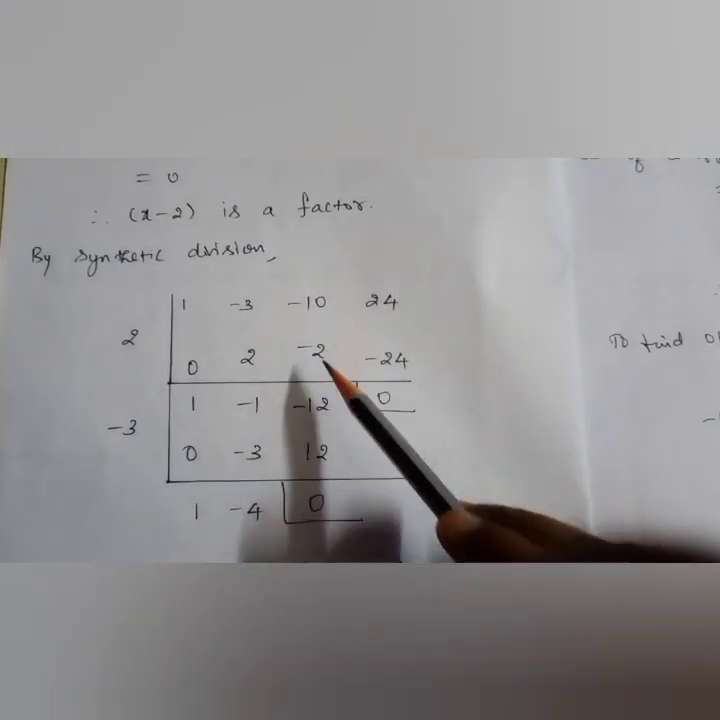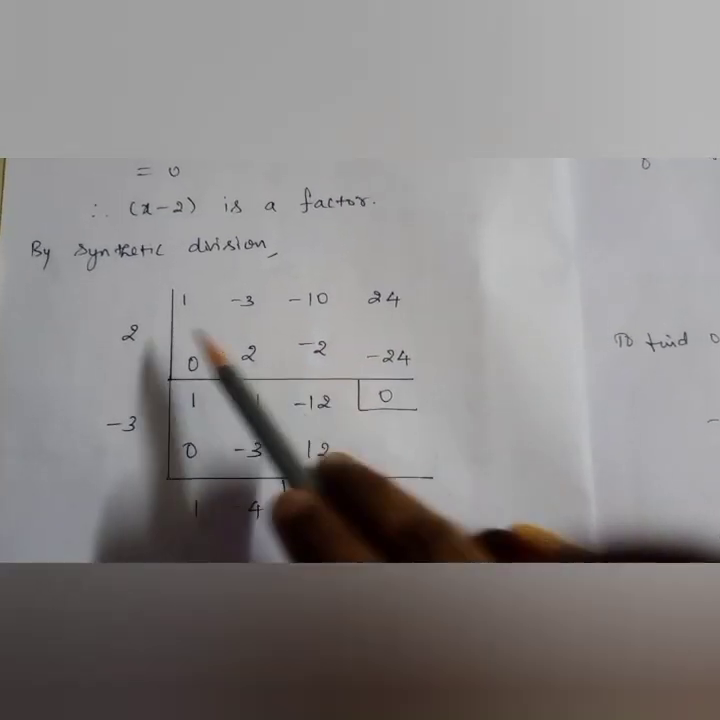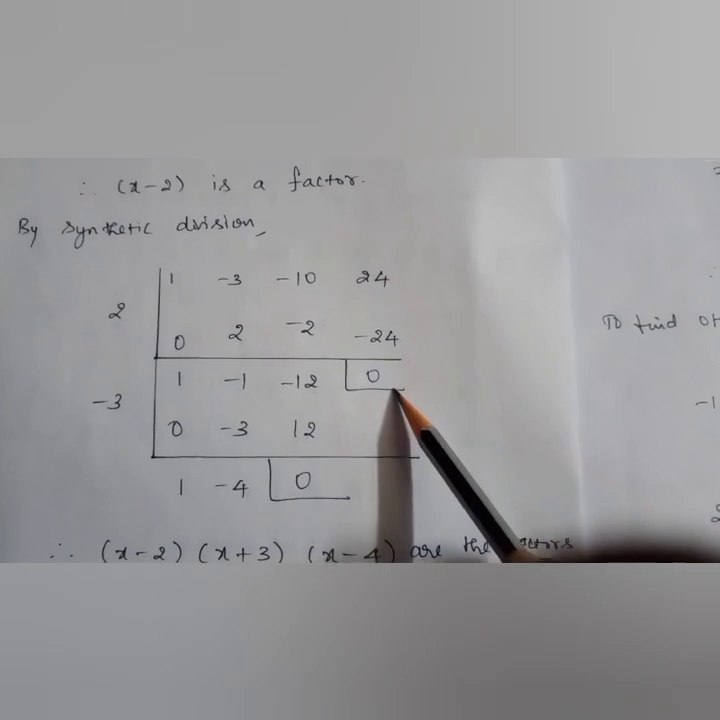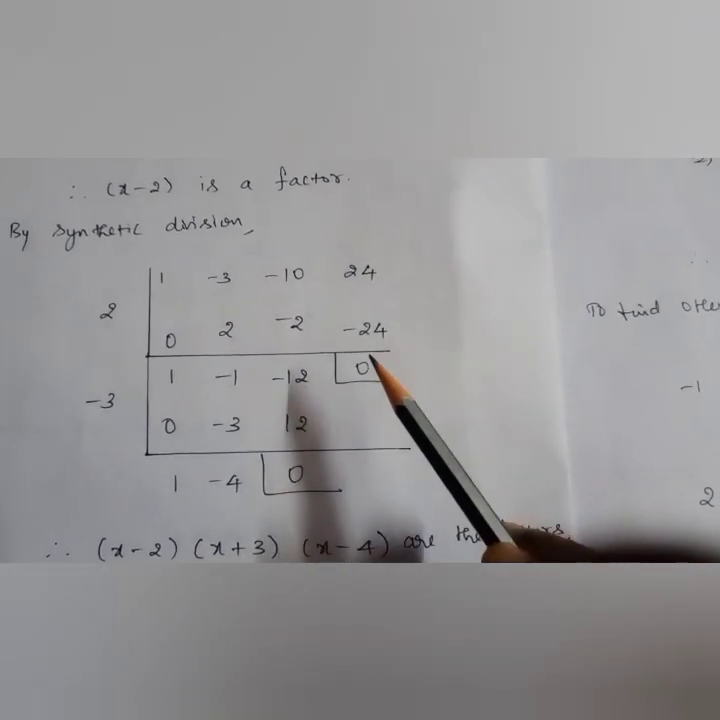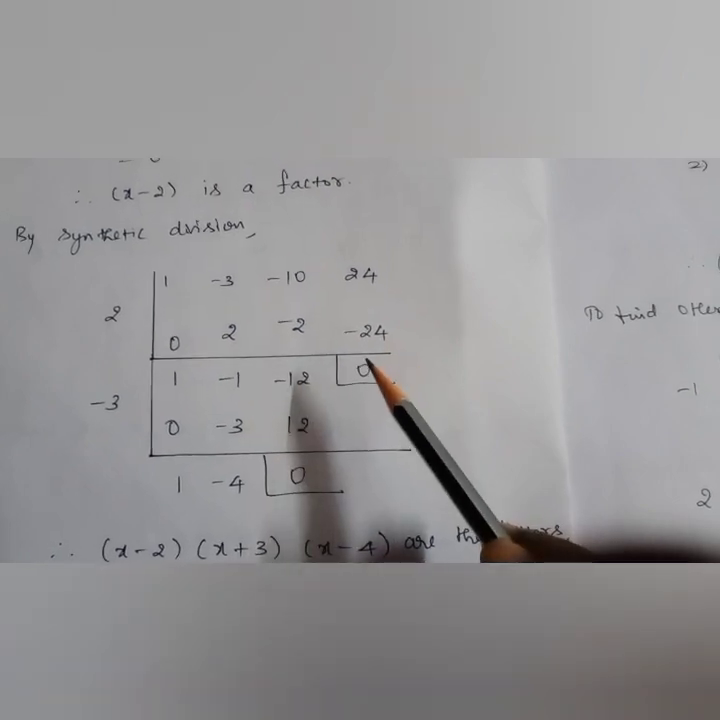So minus 10, minus 2, minus 12. So minus 12 into 2, minus 24. Now it becomes 0. Then what do I have to do? Already I have checked with x plus 1, x minus 1, x plus 2, x minus 2.